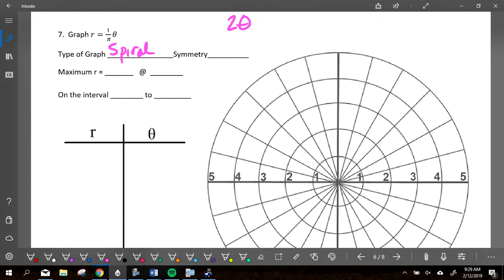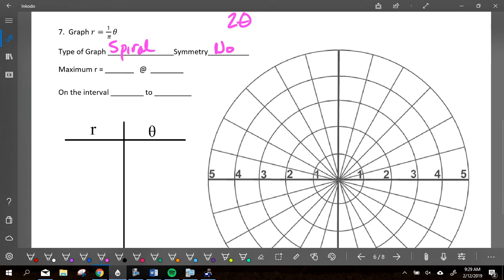All right. So we're going to do this in radians because radians is going to be easier than degrees, just to help us out here. What type of symmetry is this spiral going to have? Is it sine or is it cosine? It's neither. There isn't any symmetry on this. It's a spiral. Spirals don't have symmetry. They're going to fold out.